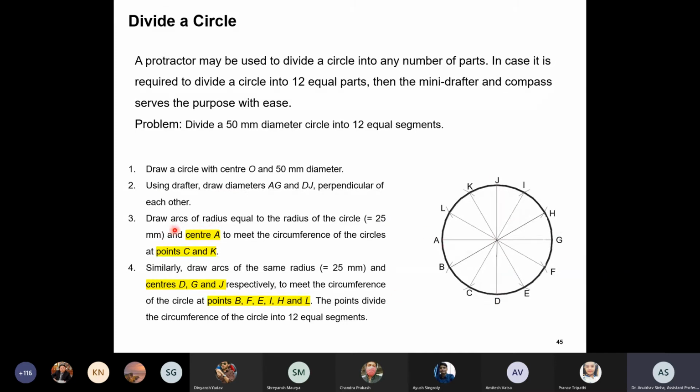Then you draw arcs of radius equal to the radius of the circle. Take your diameter to be 25 mm, and with center A, draw arcs that meet the circumference of the circle at points C and K. These are the 2 points. Then draw arcs of the same radius from D, G and J.